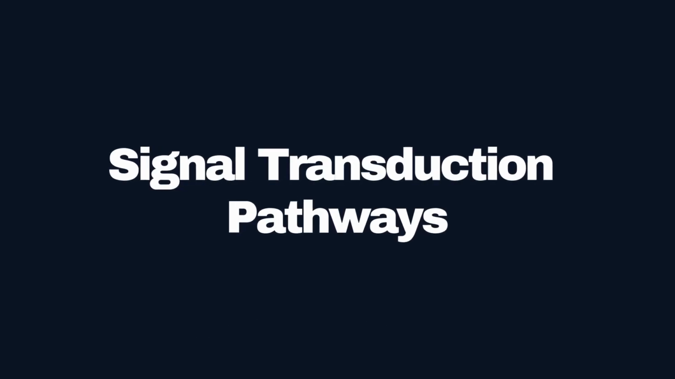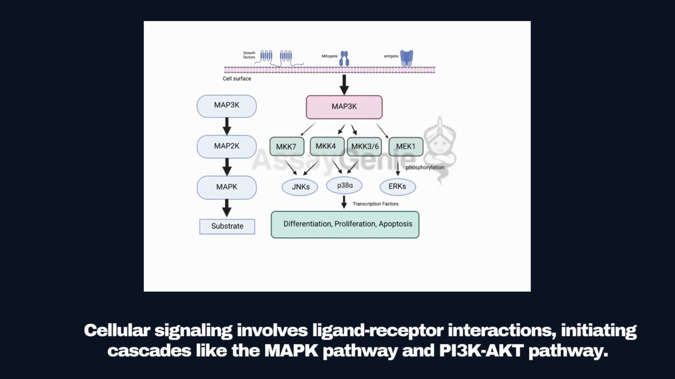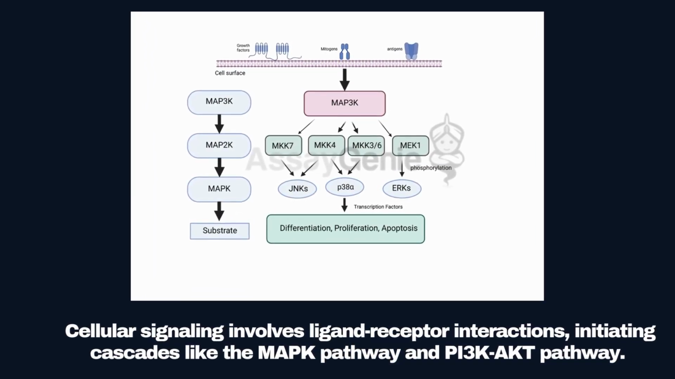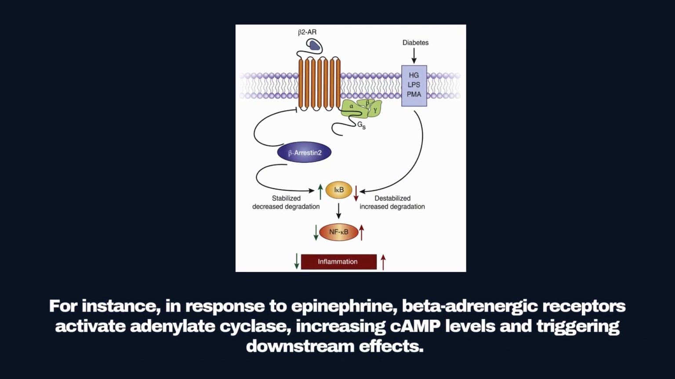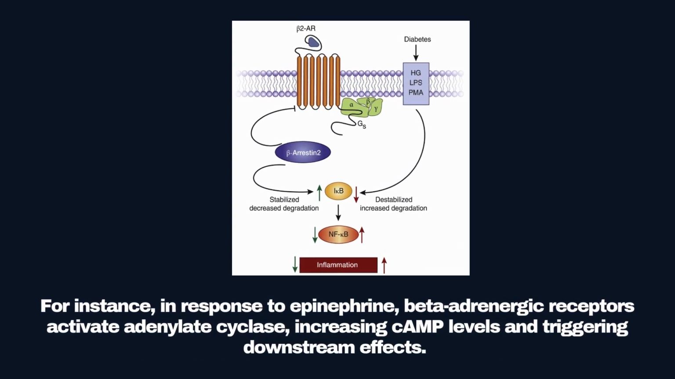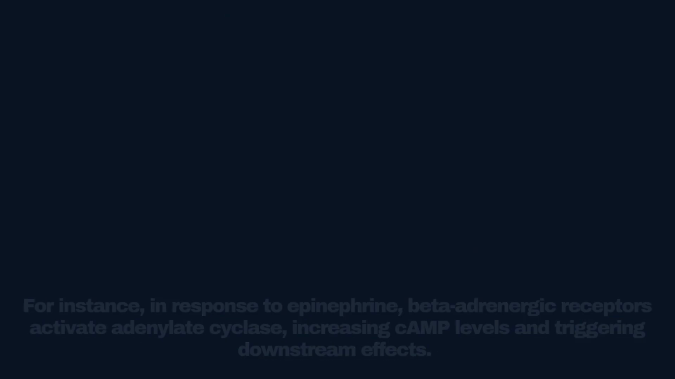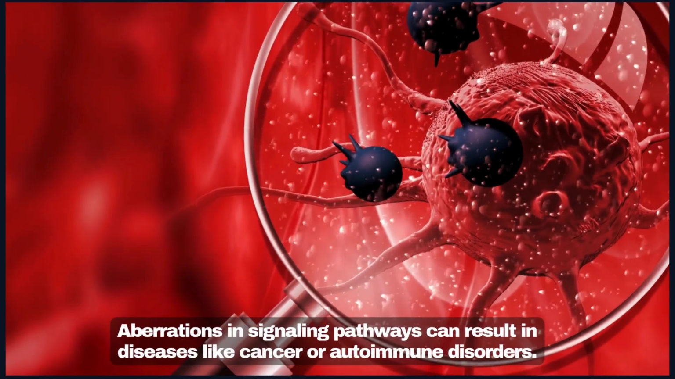Signal transduction pathways. Cellular signaling involves ligand-receptor interactions, initiating cascades like the MAPK pathway and PI3K-AKT pathway. For instance, in response to epinephrine, beta-adrenergic receptors activate adenylate cyclase, increasing cAMP levels and triggering downstream effects. Aberrations in signaling pathways can result in diseases like cancer or autoimmune disorders.